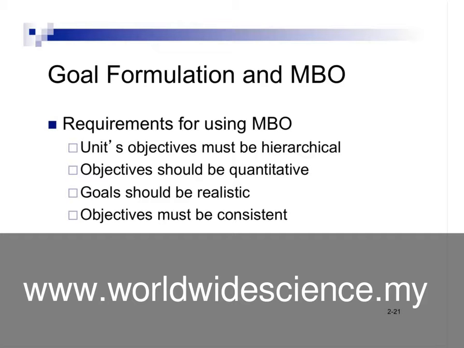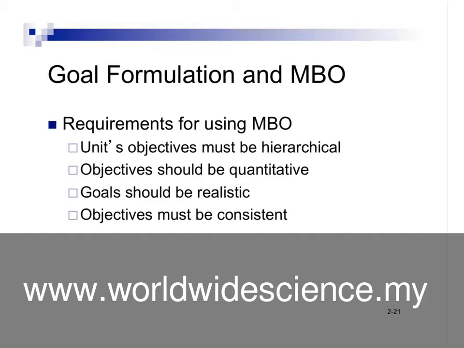Then requirements for using MBOs. For managed by objectives, we need a few things. Objectives must be hierarchical. You need to know what objectives are more important and what are less important, and you need to go for the most important first and then go to the next level. So they have to be prioritized. You can't just say, okay, let's meet all the objectives together at the same time. That's impossible. You've got to make sure you meet them according to their importance.